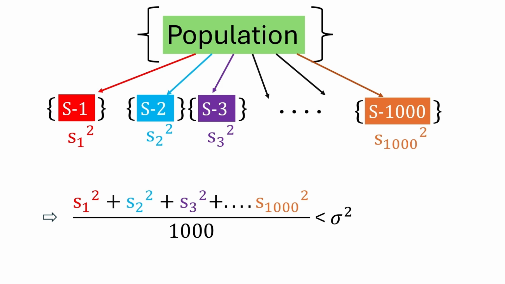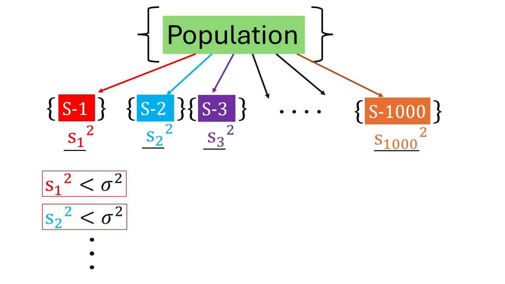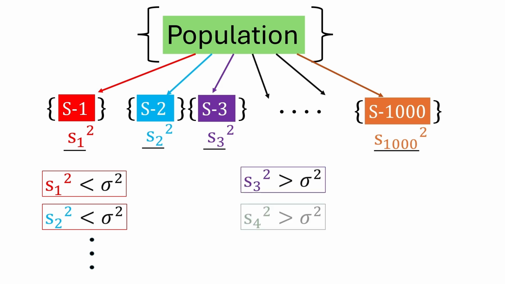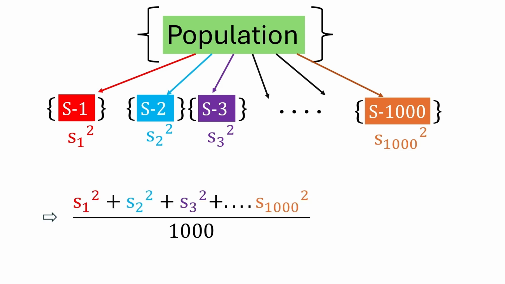Why? Because of using the sample mean in the formula. Now listen very carefully. It does not mean that each of the 1,000 estimates of the population variance will be less than the real population variance. Some can be less than the real population variance, but some can also be greater. But due to the downward bias, if we take the average of the estimates, it will always be less than the real population variance.